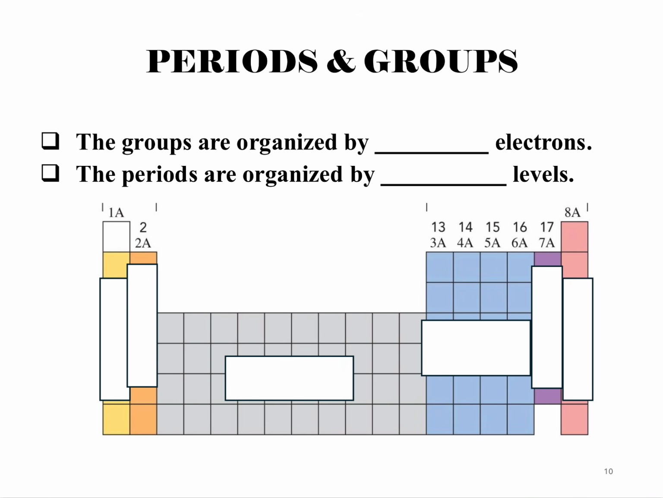And so the groups are organized by the valence. And what does valence mean? The outermost electrons. And the periods are organized by the energy levels within the electrons. And we'll talk about what that means a little bit later. But that's how we are organizing these chemically.